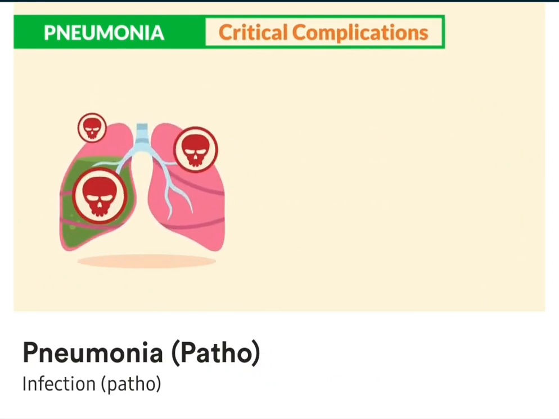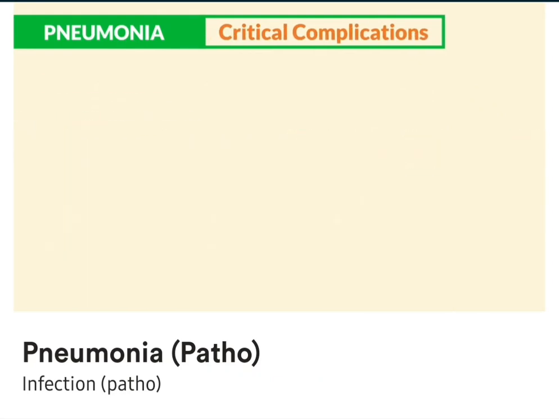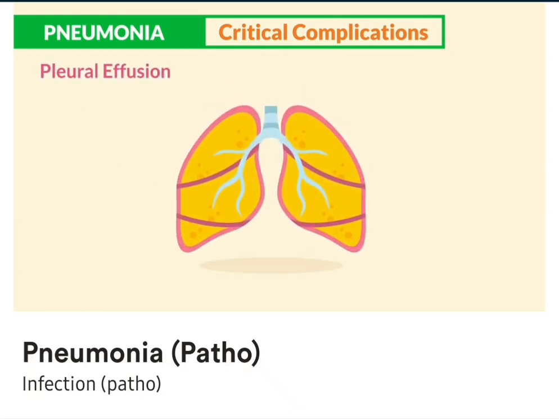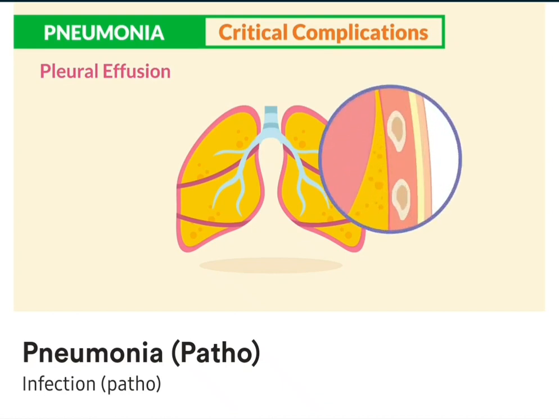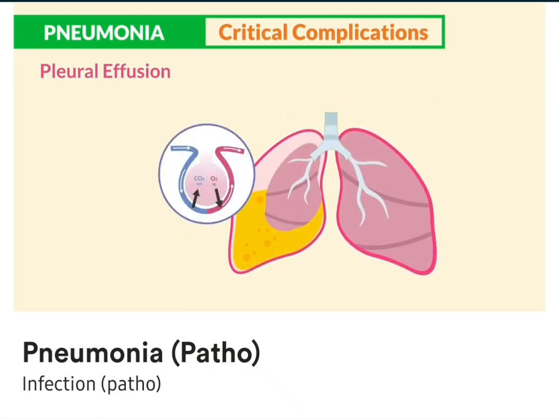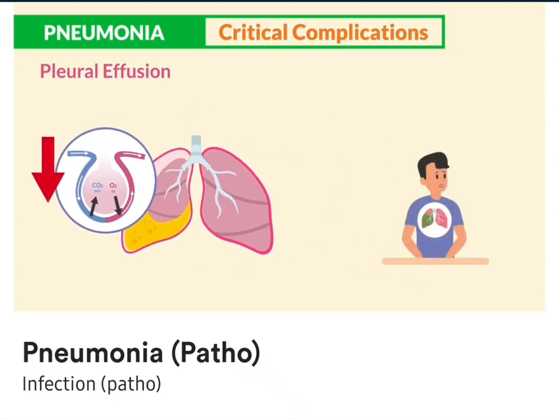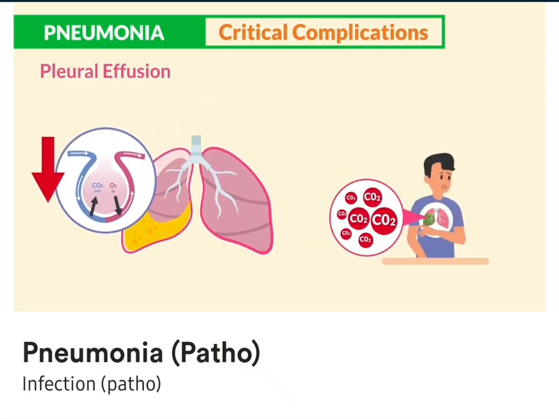Now for the critical complications, these are priority for the NCLEX here. So pleural effusion, just think pleural effluid. We see fluid that fills the pleural space, that space between the lung itself and the chest wall. Now this prevents full lung expansion, resulting in decreased gas exchange, so we get less oxygen in and less CO2 out. And this increased CO2 pushes the body into acidosis.